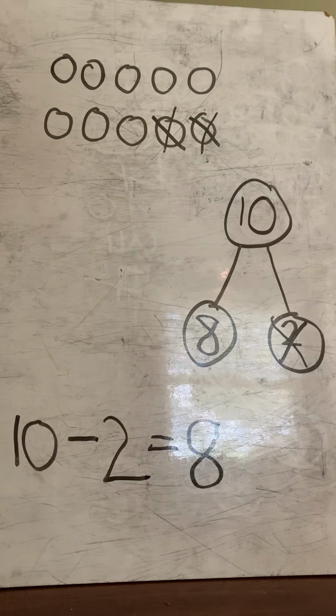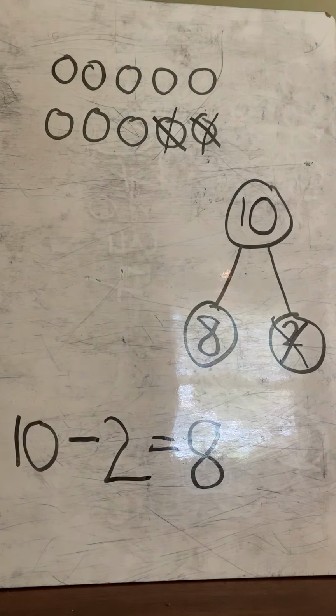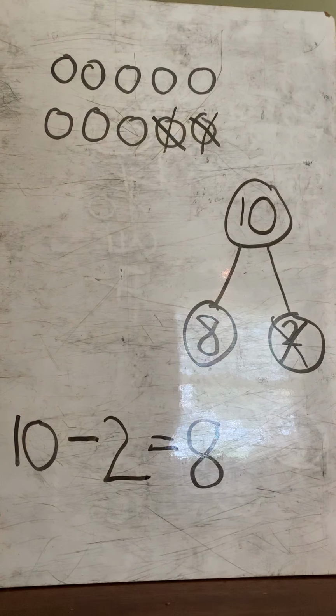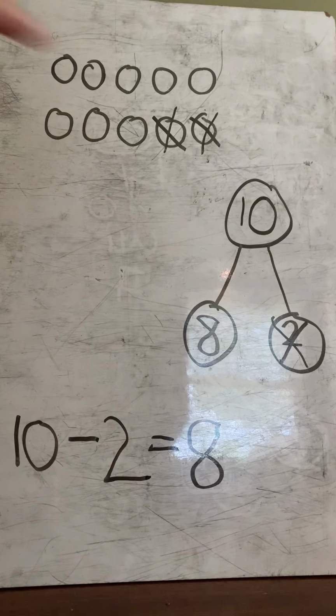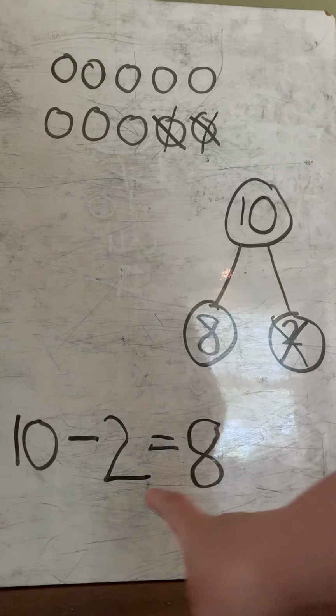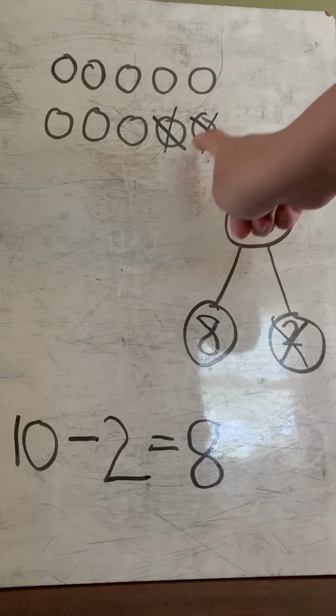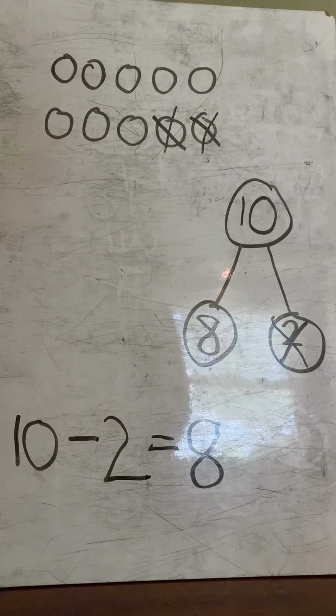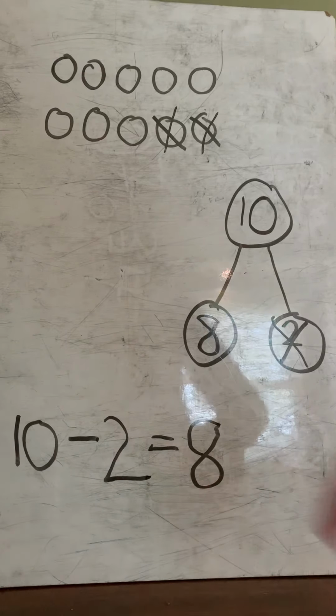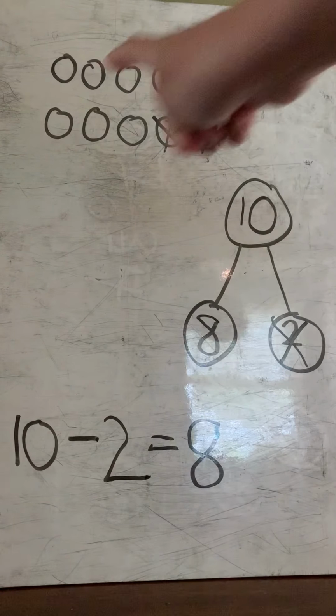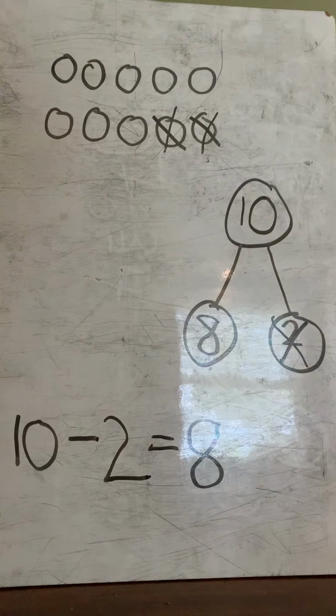Good job. I have a few questions. What does the 10 represent in our number story? All those buttons. Good job. What does the 2 represent? Excellent. The 2 buttons that fell off, the 2 we took away. What does the 8 represent? The 8 buttons that are left on the jacket.